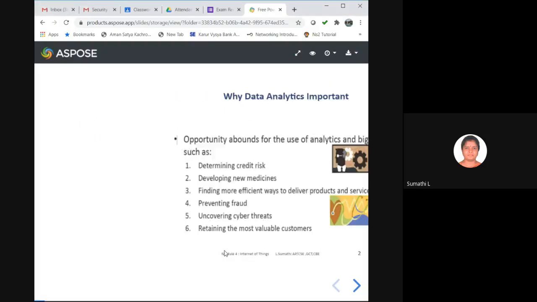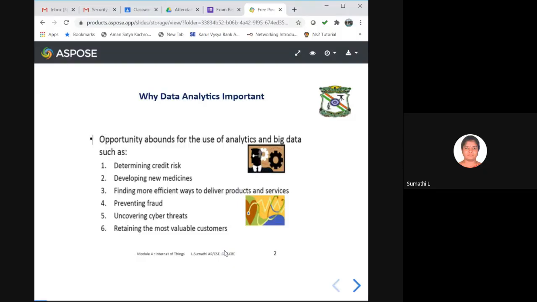So why is analytics important? Analytics is important to determine credit risk. It is used for predictions. I have pointed out a few applications, such as uncovering cyber threats. To make predictions and classifications, you go for analytics.